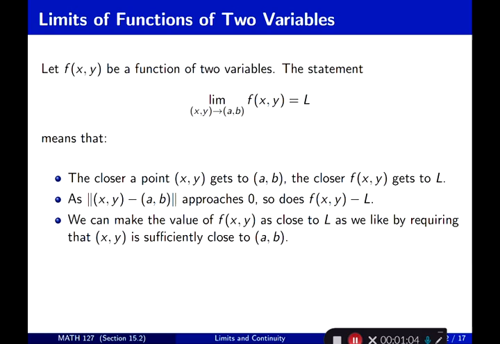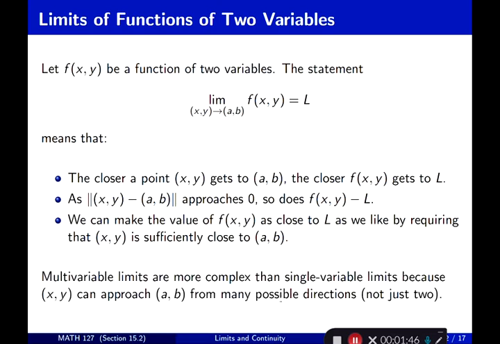And so for points it's distance, and again the input is not one single variable, it's multiple variables, so you have to think about the distance between 2 points, and the output is a single variable, so the difference between the output approaches 0. We can make the value f of x and y as close to L as we like by requiring that x and y is sufficiently close to a and b. So basically I can choose how close f of x and y wants to be to L, as x and y is close to a and b.